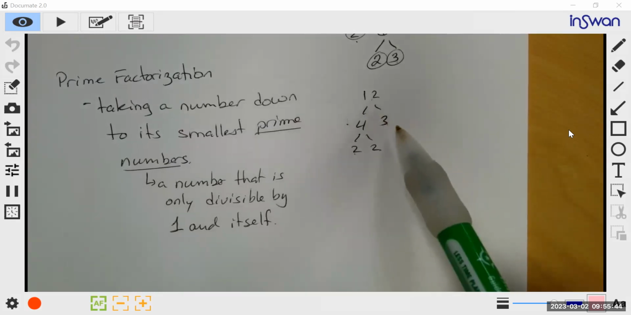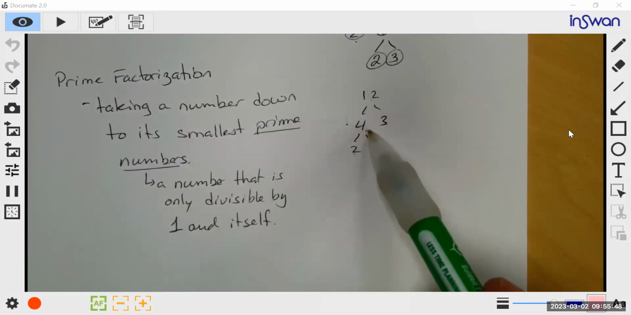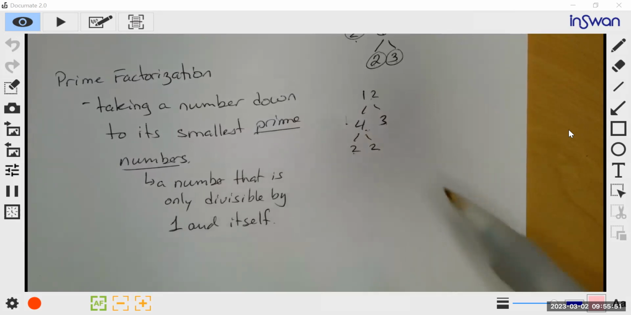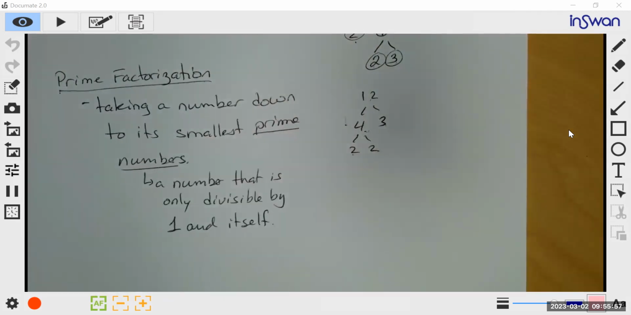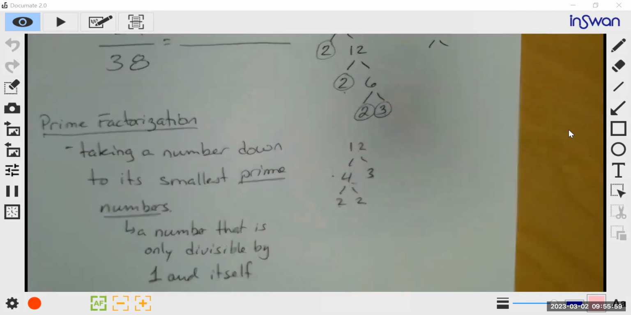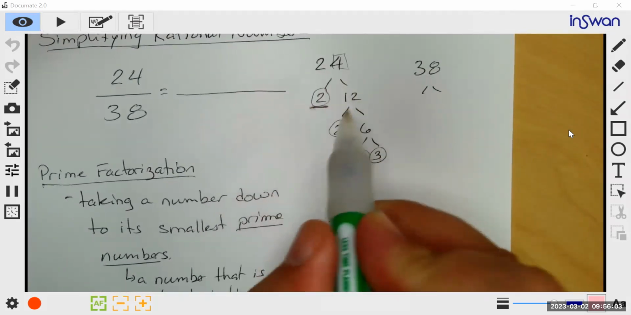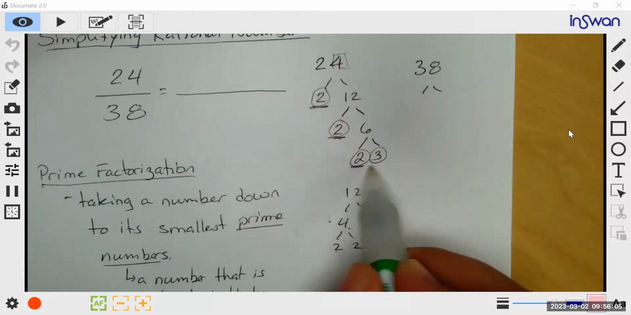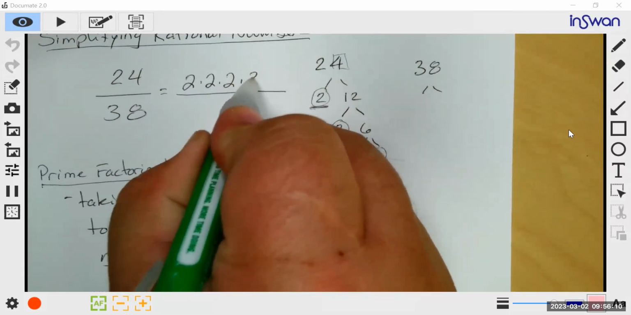Next, 3. What makes up a 3? 1 times 3, nothing else. But what makes up a 4? 1 times 4 or 2 times 2. So those are what we're looking for. We're prime factorizing that. We take it down to its smallest numbers. So 24 is made up of what? 2, 2, 2, and 3. So it's 2 times 2 times 2 times 3.